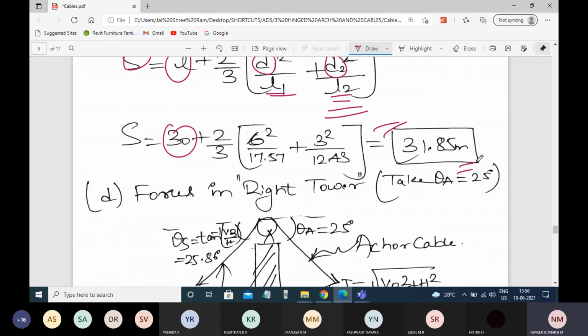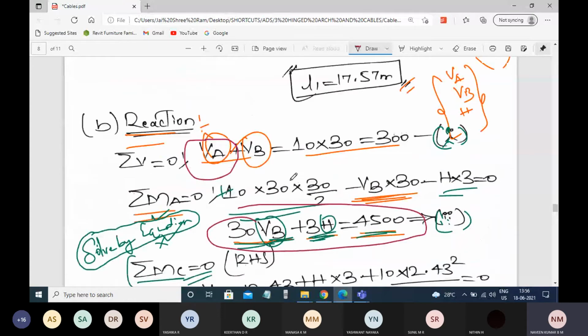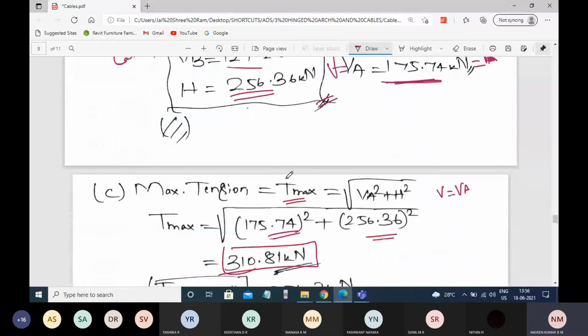So how to find the length? You should be very, very careful while finding the reactions. If you are able to find the reactions, then other things are very simple.